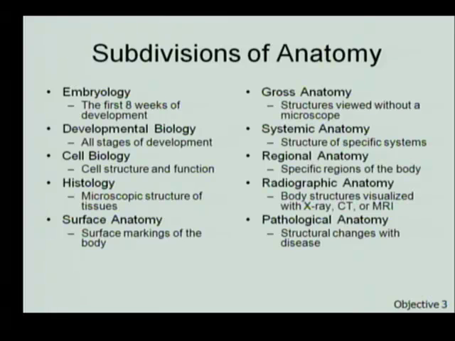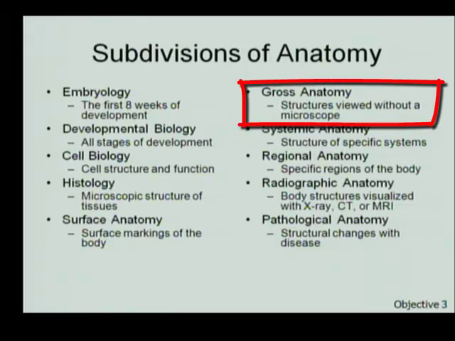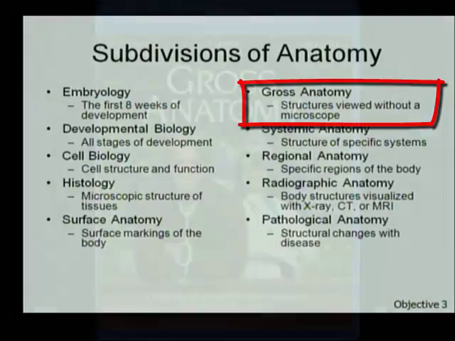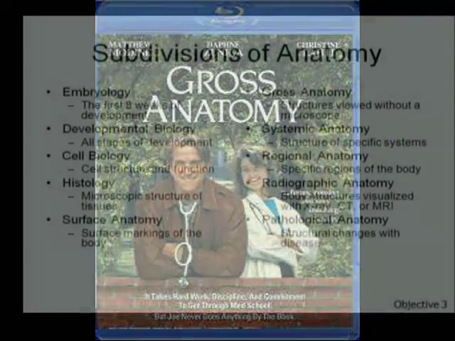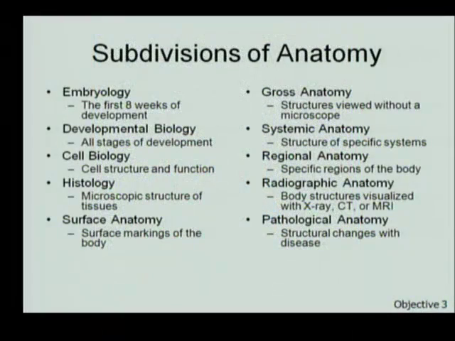and talk a little bit about the subdivisions of anatomy. So we have, for example, gross anatomy. Some of you may have taken a gross anatomy class or know about a gross anatomy class or seen the movie from the 80s called Gross Anatomy. And gross anatomy might be called that because it's disgusting and it smells bad. But in reality, gross anatomy is called that because it deals with the things that you can see without a microscope, things that you can see with the naked eye. That's what we mean by at the gross level or gross anatomy.